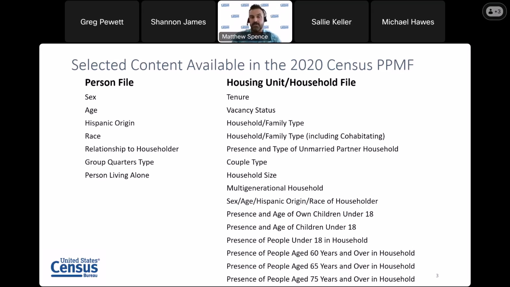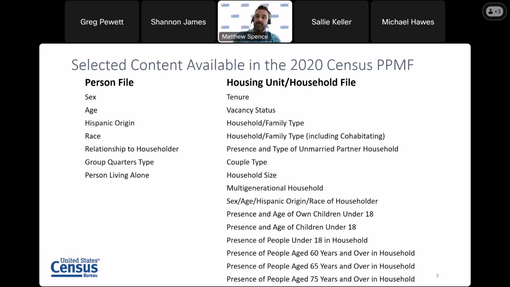We also have new variables like household family type that include cohabitation status. We have presence and type of unmarried partner households. We have couple type, so what sort of couple. We have things like household size, how many individuals live in this particular household. We have an indicator for multi-generational households. So this might be grandparents living with parents living with children. We have various characteristics about the householder, including sex, age, Hispanic origin, and race of the householder.